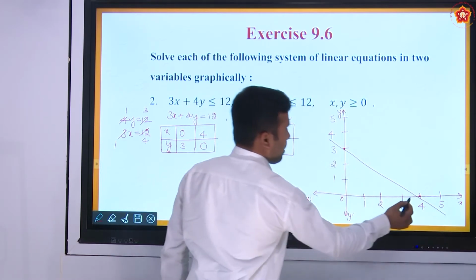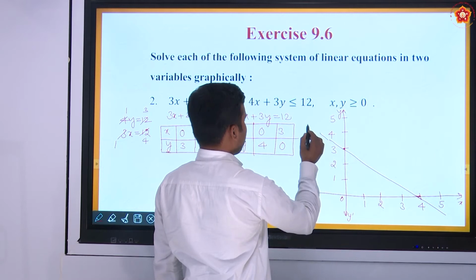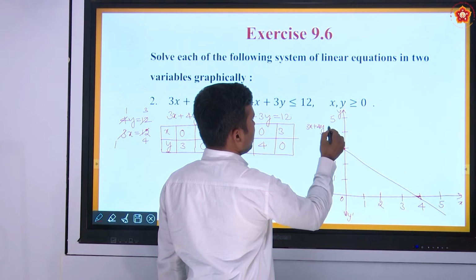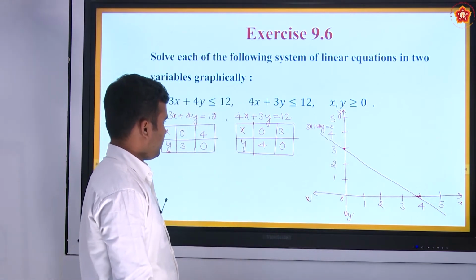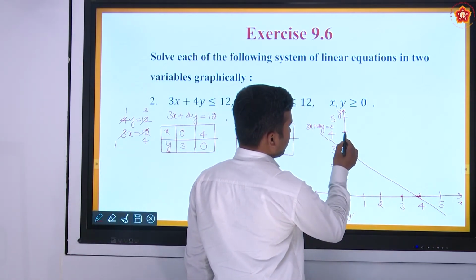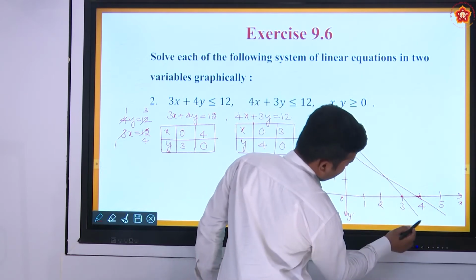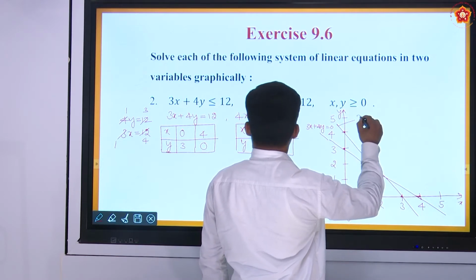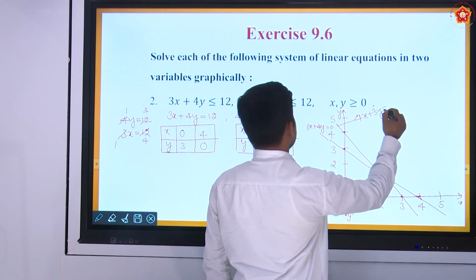This line is 3x plus 4y is equal to 12. Another line is there, where x is 3 and y is 4. Join these. This line is 4x plus 3y is equal to 12.